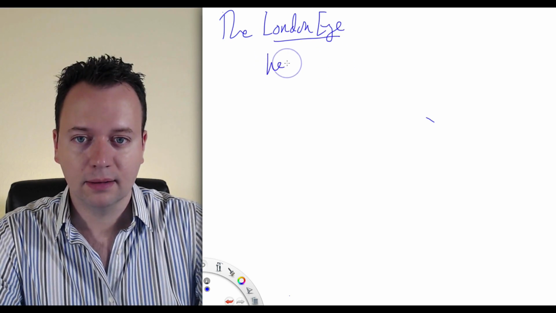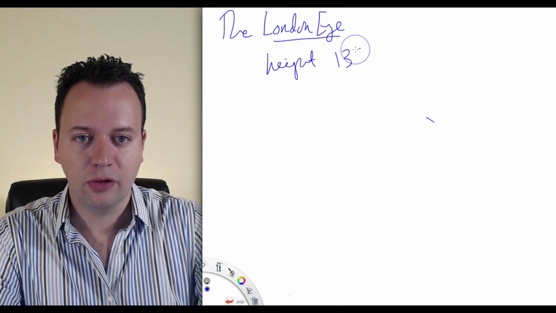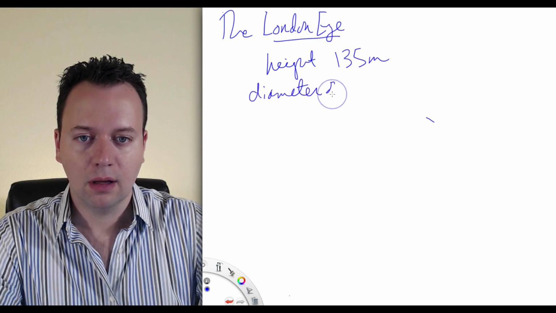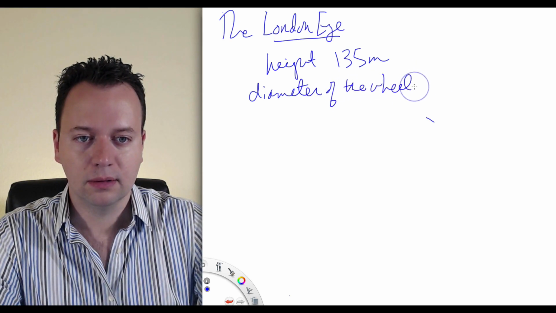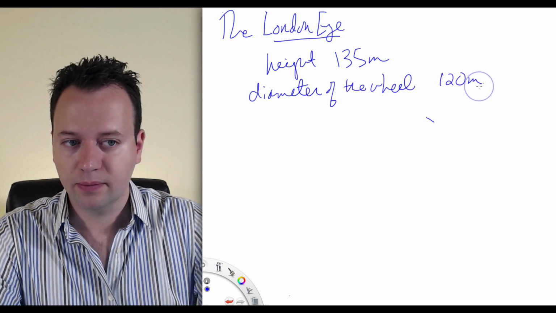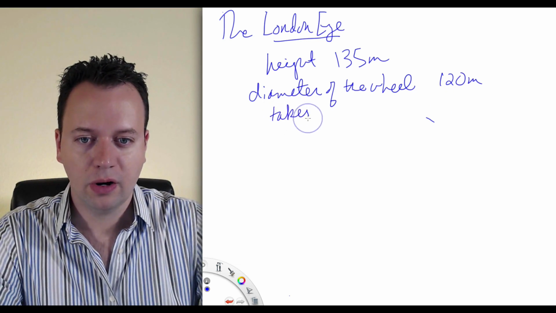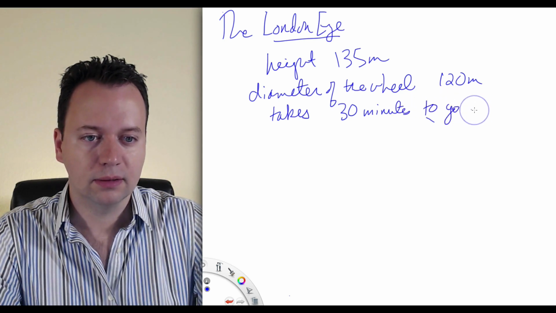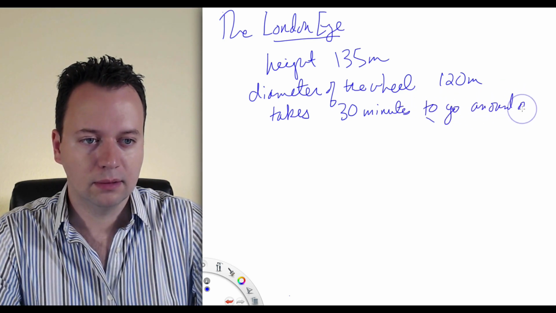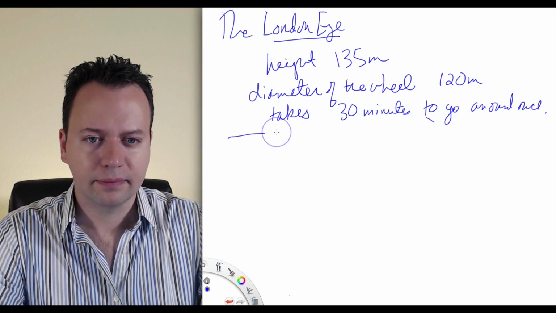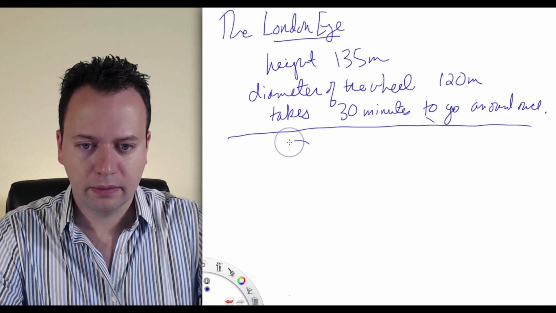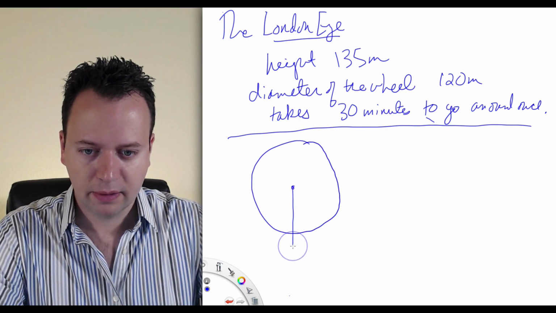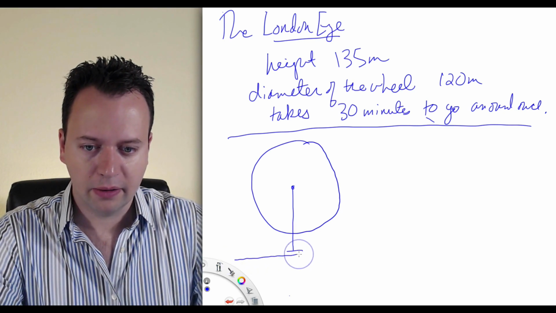The height of the London Eye is 135 meters, and the diameter of the wheel is 120 meters, and it takes 30 minutes to go around once. So here's the Ferris wheel. It's supposed to be a circle. And then we have the ground here.